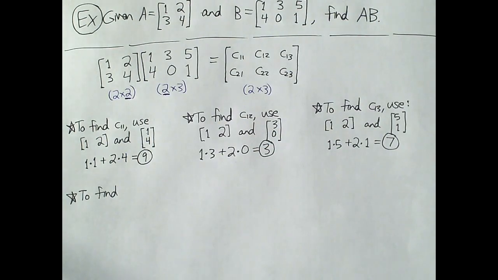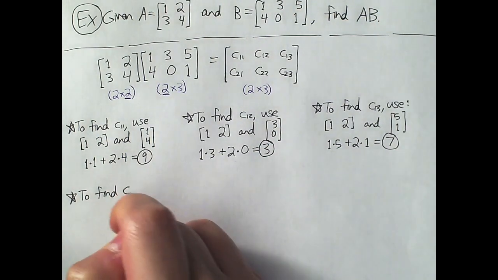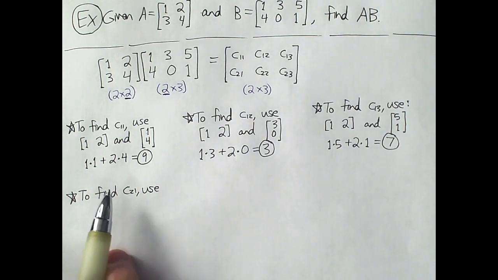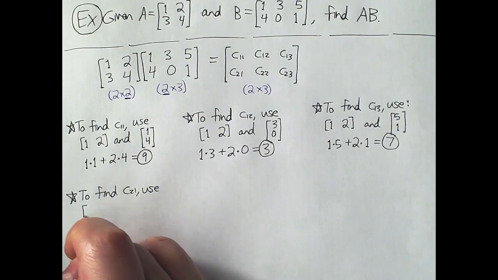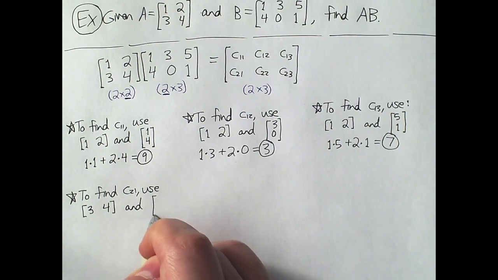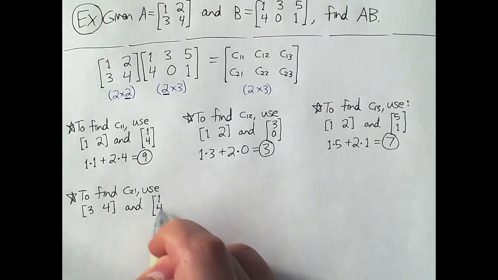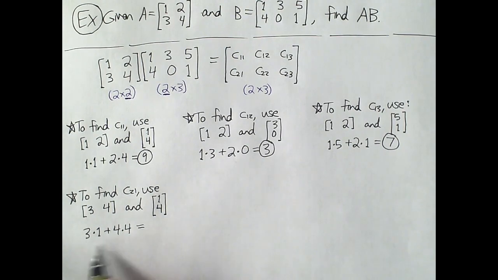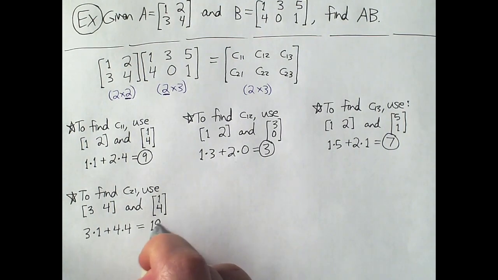So we're halfway there. But we need to find the next row. So we need to find C21. For C21, this is the first time we finally need to use the second row of A. So every row and every column of both A and B get used. Right now I'm using row 2 of A, column 1 of B. 3 times 1 plus 4 times 4. That's 3 plus 16 is 19.